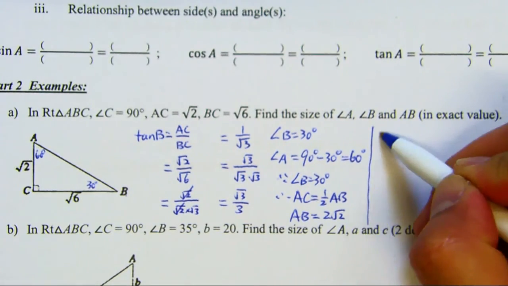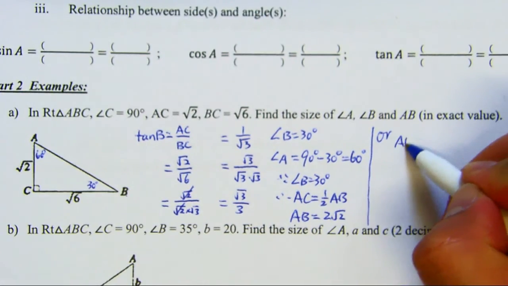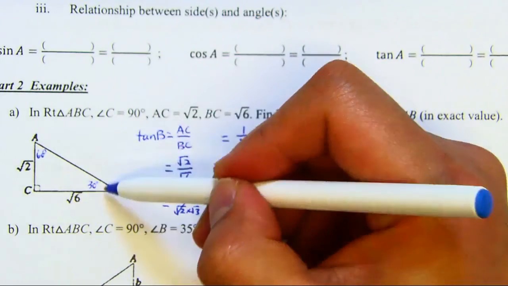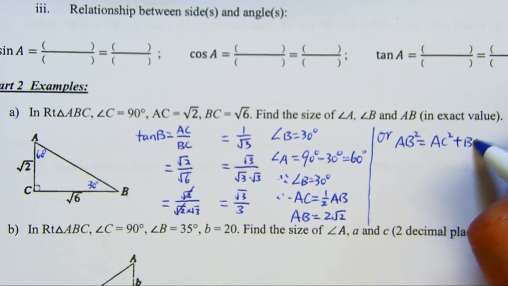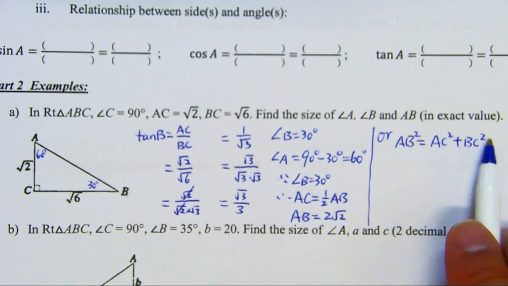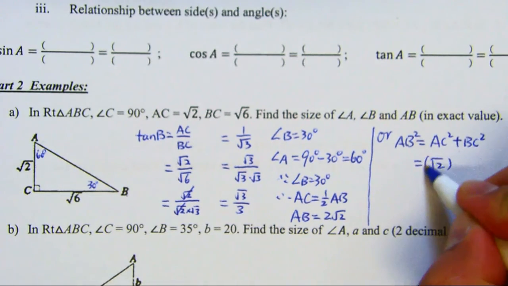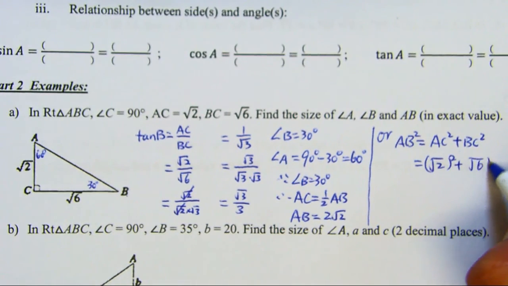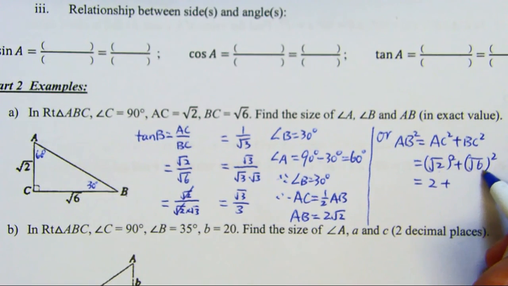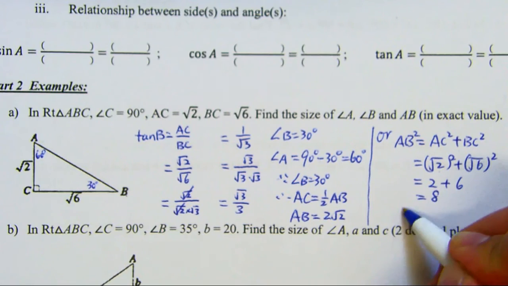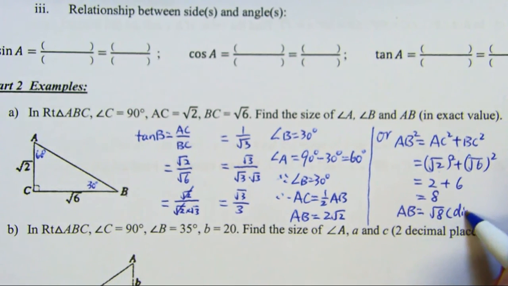And also, we can use an alternative way. We can use Pythagoras theorem. So AB squared equals, because AB is the longest side, we add these two: AC squared plus BC squared. You always remember that it should be the squares added together. Then it equals square root 2 squared plus square root 6 squared. So square root 2 squared is 2, square root 6 squared is 6, so it equals 8. And then AB equals square root 8. Don't forget, you need to disregard the negative.